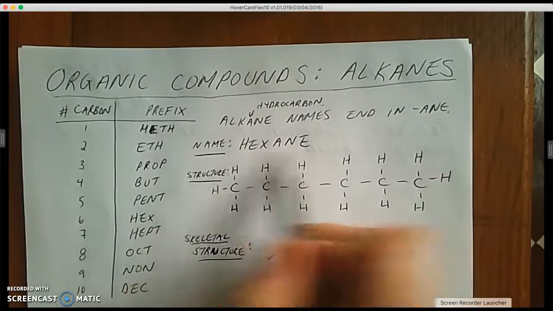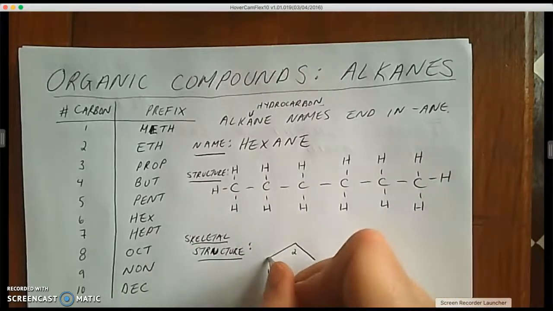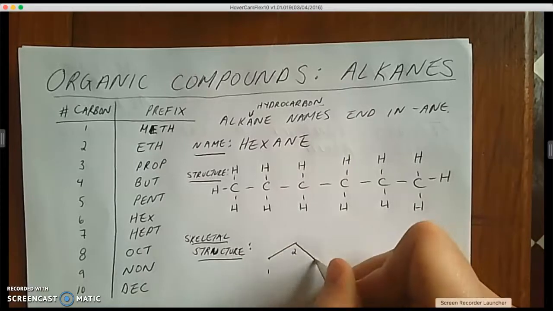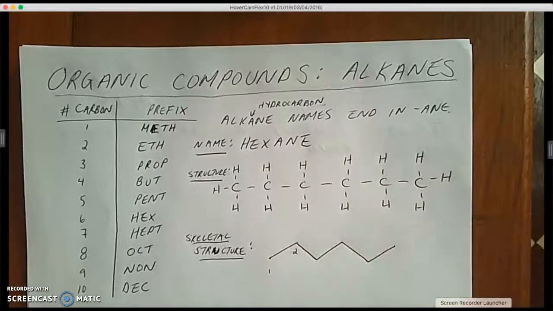Okay, and remembering I'm drawing hexane here, so I need 6 carbons. So I've got 1, 2, 3, 4, 5, 6. So that's hexane right there. Okay, pretty straightforward.